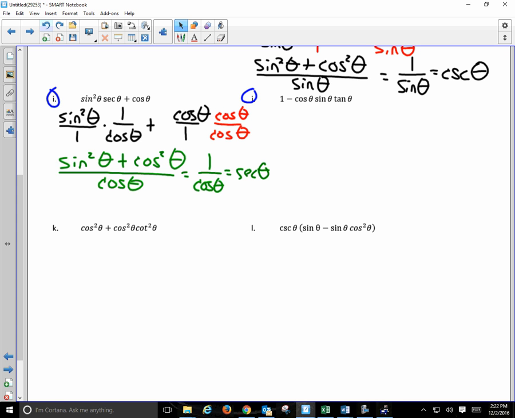One last problem, then we'll do some really easy problems. Let's try I. Again, I don't see a squared. I don't see something that factors out. So all I can do is just try to change them to sine and cosine and see what happens.